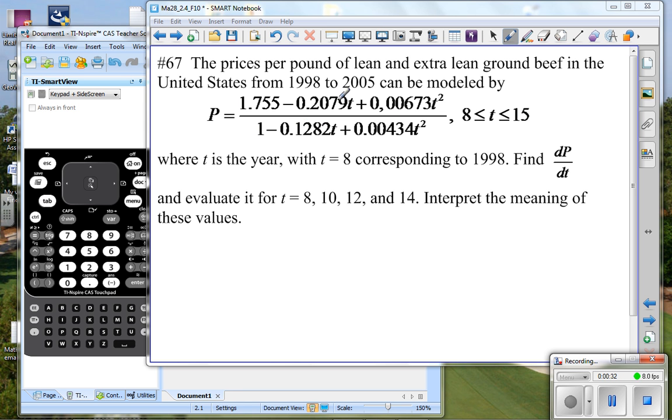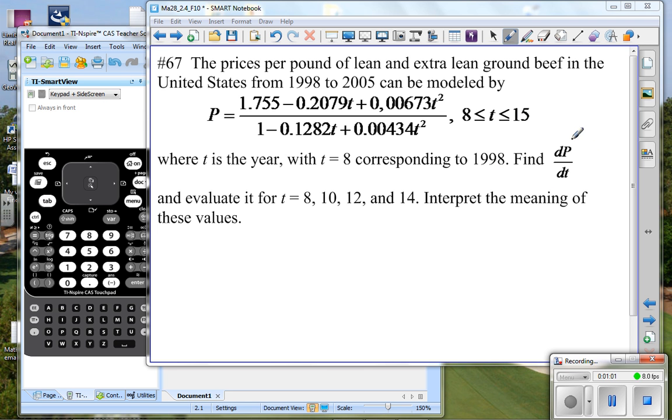I can tell you though that they looked at data, they looked at a scatter plot, and they determined that this function would best predict the prices, P, our output, of the lean and extra lean beef with an input of time. Time is between 8 and 15 years. T is the year, with T equaling 8 corresponding to 1998.